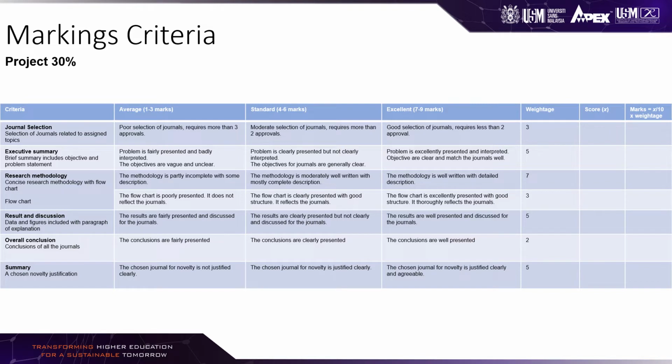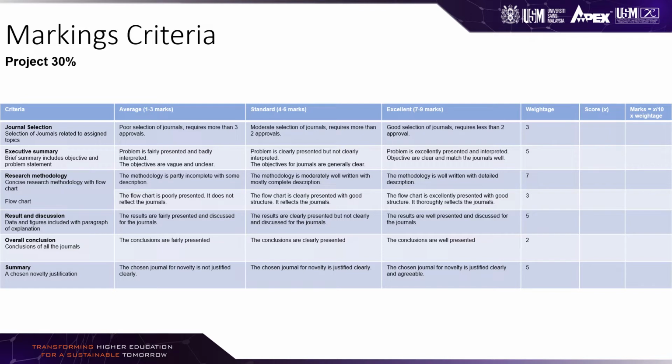For result and discussion, data and figures are included with a paragraph of explanation. If you present it fairly and discuss the journals very poorly, you're going to have very low marks. If it is well presented, it means clear results and a specific discussion of why that happens for the journal. And overall, the conclusion is the conclusion of our journal.